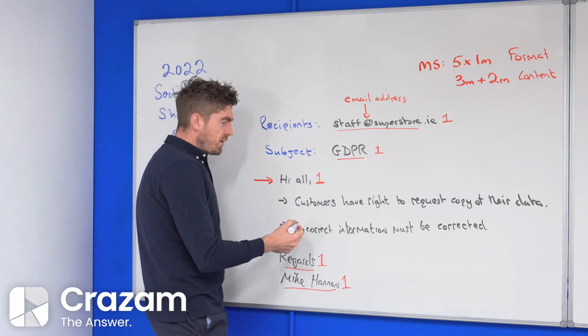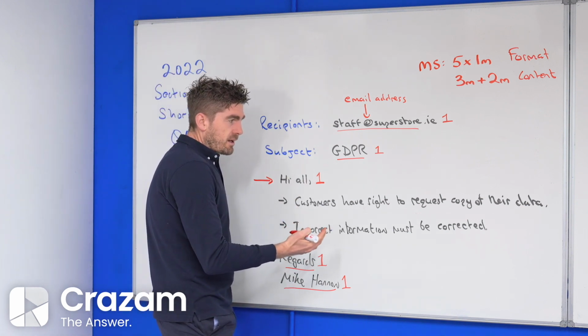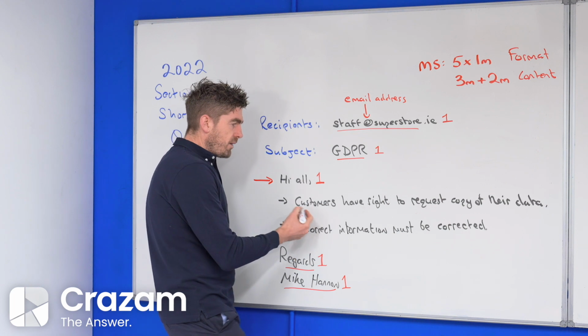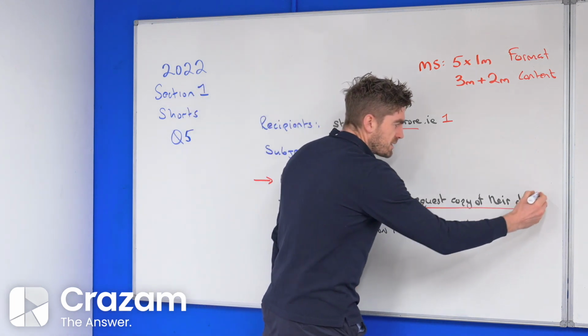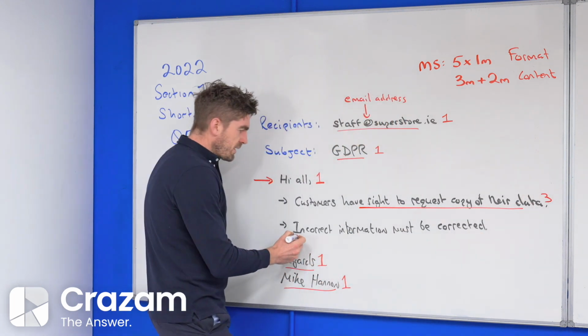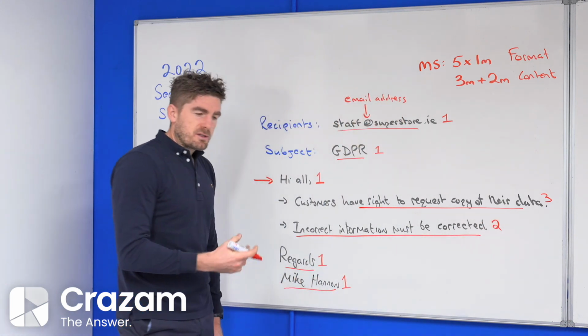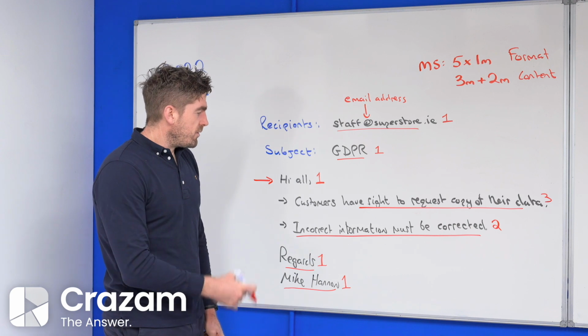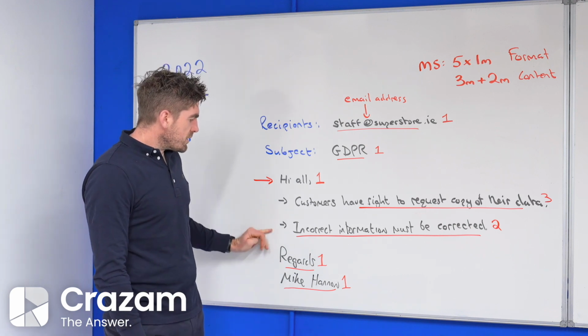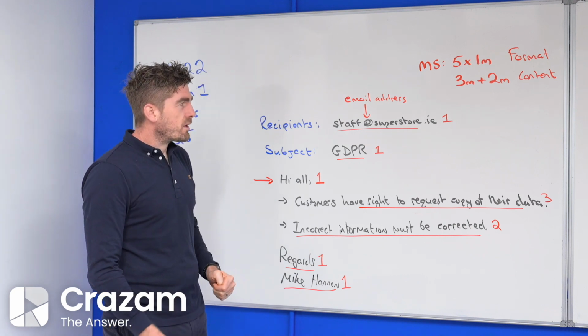Then for the GDPR, anything around any kind of correct piece of information, there's a good few there. I've written consumers have the right to request a copy of their data. That would be fine for 3. And incorrect information must be corrected. That would be good for your additional 2. So there's a good few different things you can put in for the GDPR. That's the kind of coursework, and this here would be the format for it.